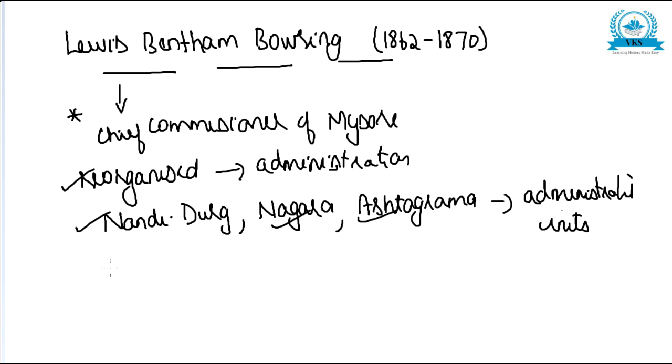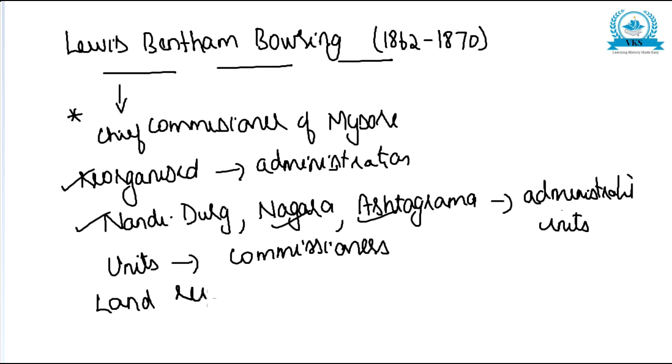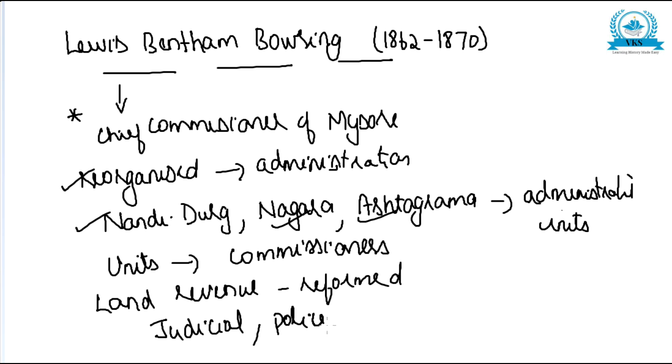And to look after these units, he appointed commissioners to look after each unit. He reformed land revenue. The land revenue system was reformed, and the judicial system and police department were both systematically organized.